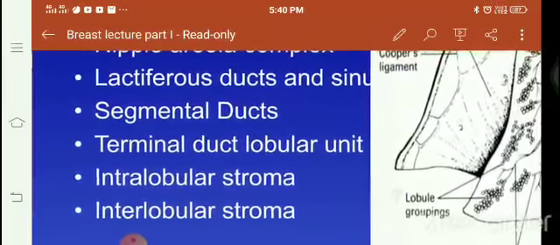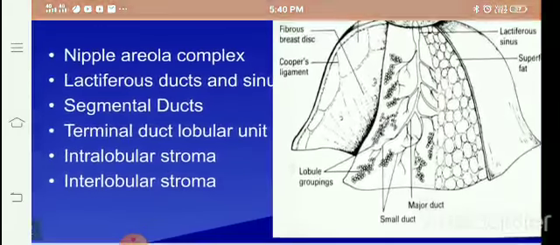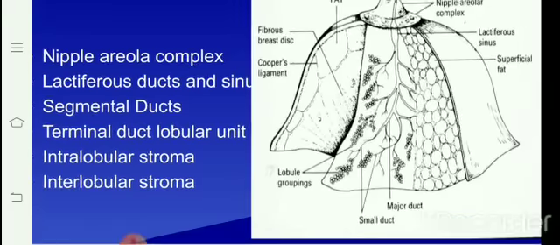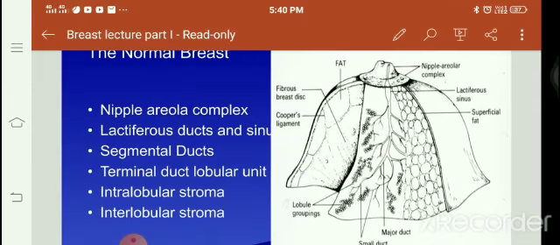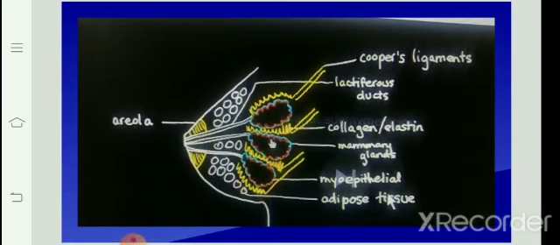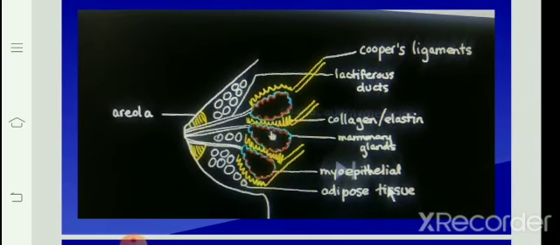Okay, so we divide it into different parts: lactiferous ducts and sinuses, then segmental ducts, and lastly the terminal duct lobular unit. This whole structure is surrounded by interlobular stroma. Right? If we see a closer view of the internal organs, in this diagram we can easily understand the different parts.